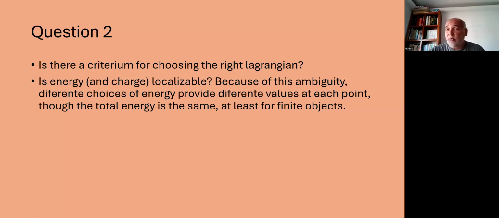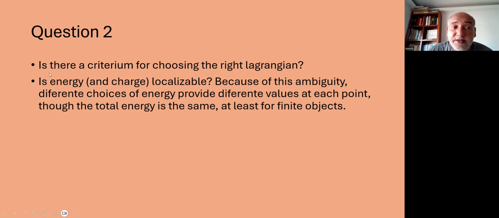So we come to my question 2. Is there a criterion for choosing the right Lagrangian? Or for choosing the right energy momentum tensor? As Professor Orfeu said, there is one such criterion, for instance for the energy momentum tensor, if you couple it to gravity, and we will talk about that in the end. But besides that criterion, is there a criterion for choosing the right Lagrangian and consequently the right energy momentum tensor or the right charge?